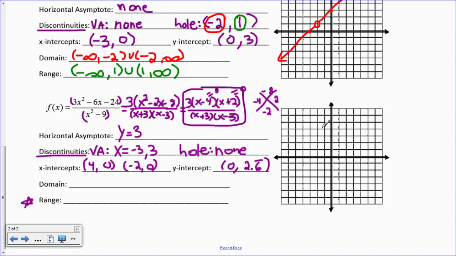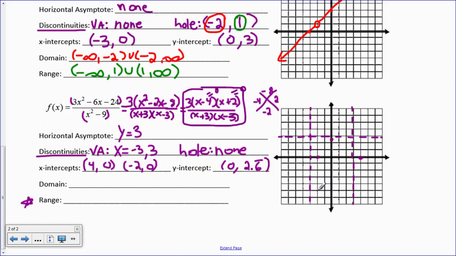So I do have my vertical asymptotes at -3. Didn't really need the calculator to find that because I had that written down already. I have a horizontal asymptote, which as you can see in the graph, it's not drawn, but you do actually need to draw it. We have a horizontal asymptote at 3. My x-intercepts are at (4, 0) and (-2, 0). And my y-intercept is here-ish. I know it's a decimal, so you have to estimate.